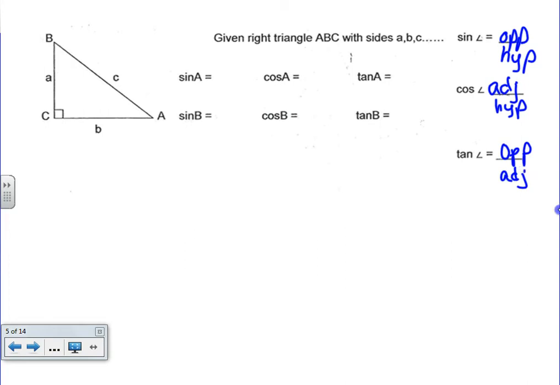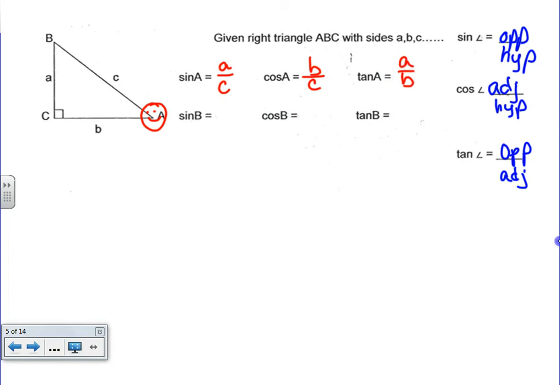So the first example, they want you to start at angle A. I always tell my kids to draw a little smiley face here and think of themselves as standing at A. So the sine is opposite over hypotenuse, so the opposite of A is little a, hypotenuse is C. The cosine of A would be adjacent over hypotenuse, so B over C, and the tangent would be opposite over adjacent.